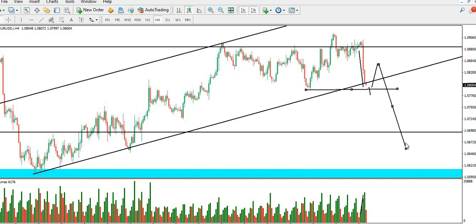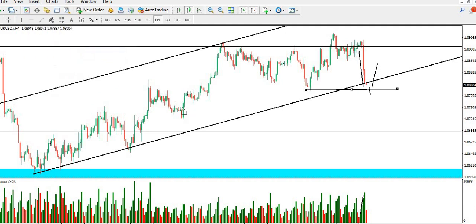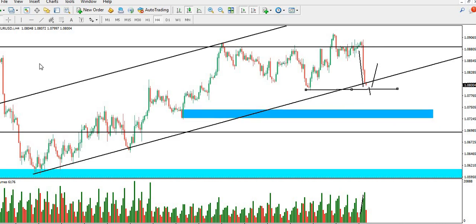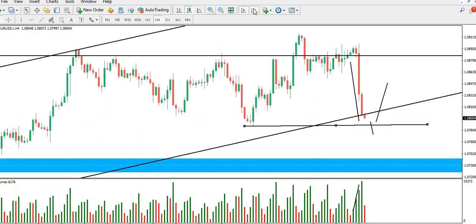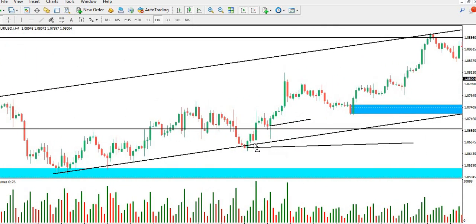So how much down can the market come? The market can come to mitigate this demand zone, or here is another demand zone below the first one, or even the market can mitigate this demand zone. Here we are having a gap, here we are having a gap too.